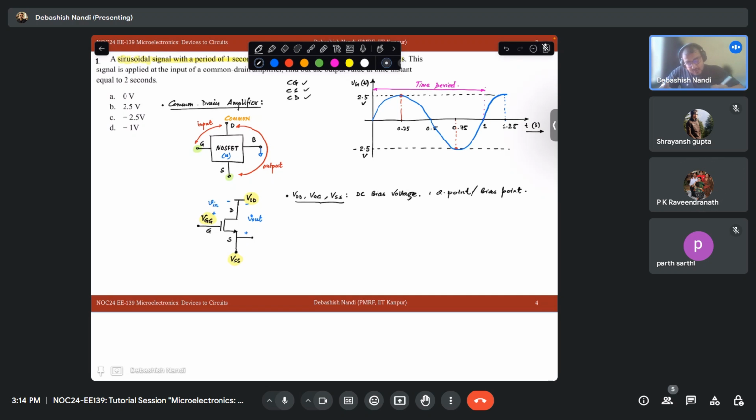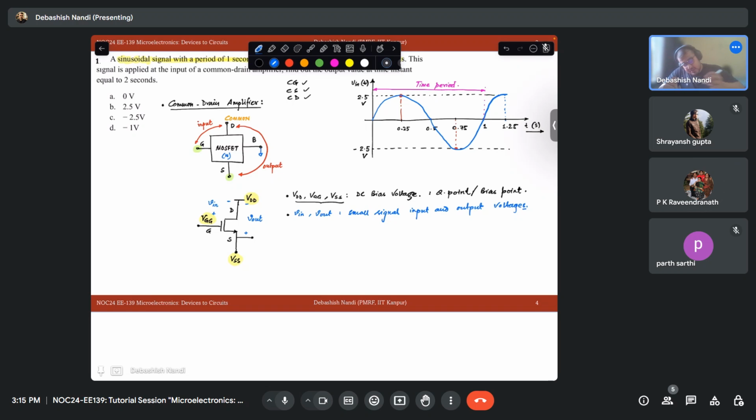And then what we are doing is applying the small signal voltages which we want to amplify. This is V in, V out. These are the small signal input and output voltages.